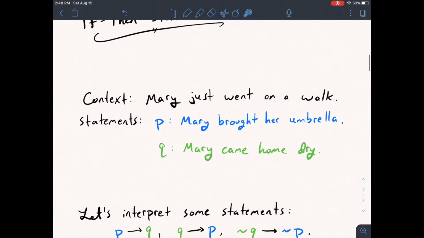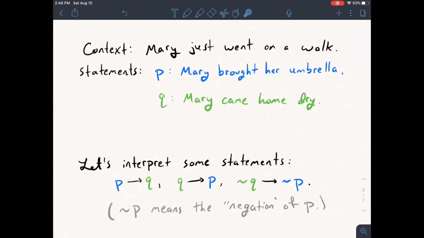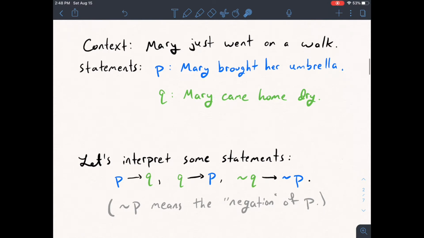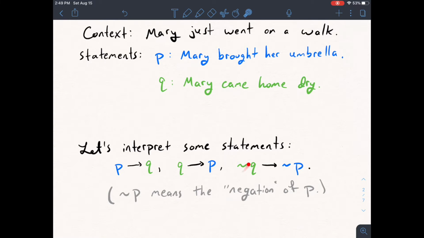So let's interpret some statements. Here I have some notation. I have P and then an arrow pointing towards Q. I have a Q and an arrow pointing towards P. And then I have tilde Q pointing towards tilde P. Let's break down what this notation means. Of course, P and Q are just the statements that we said above. What does this tilde mean right here? Well, I have it written here. Tilde is just a symbol for negation. So tilde P means the negation of the statement P.